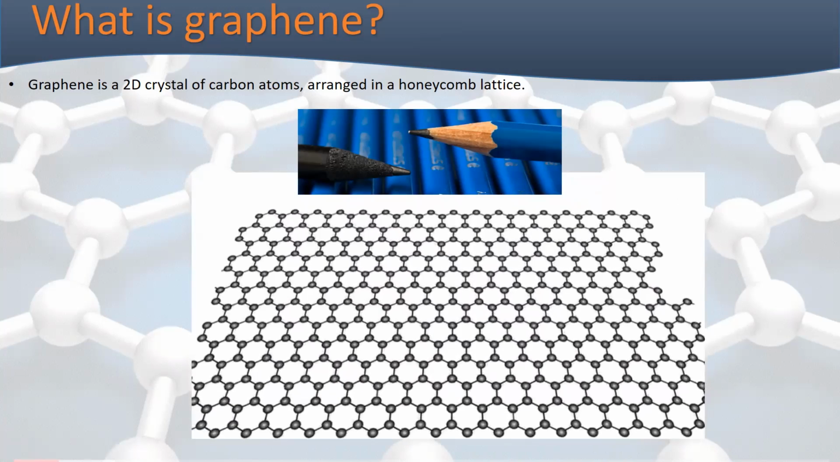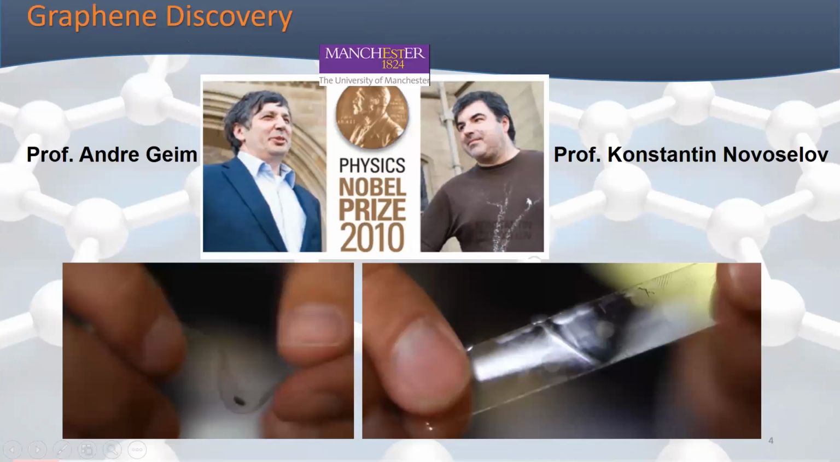Although scientists knew for years that graphene layers are the constituent of graphite, they weren't sure whether a monolayer of graphene could be isolated in nature until 2004. In 2004, two British physicists, Prof. Andre and Prof. Konstantin from the University of Manchester, created graphene using a very simple, very elegant method, using just graphite and Scotch tape. You can try this by yourself.